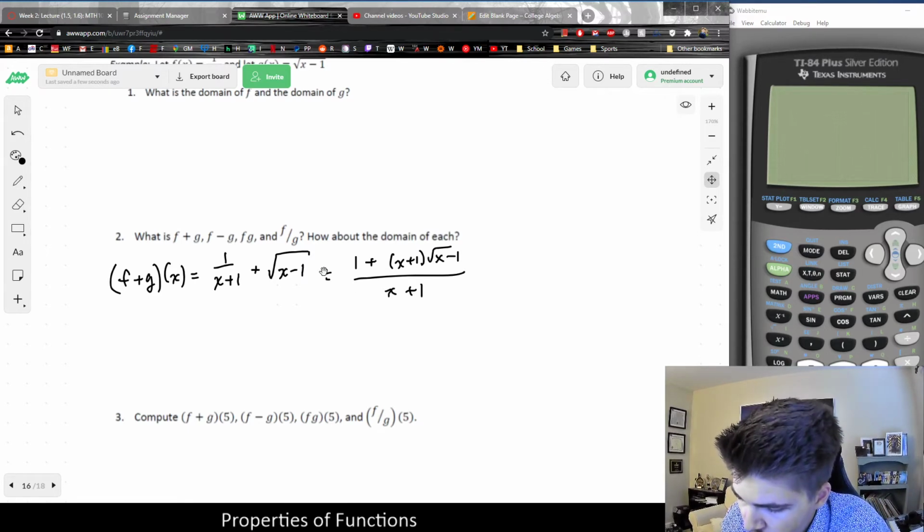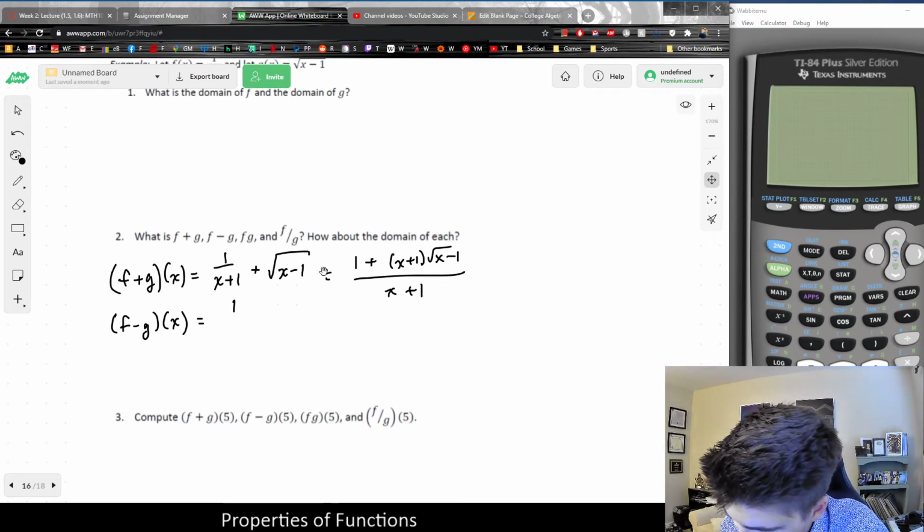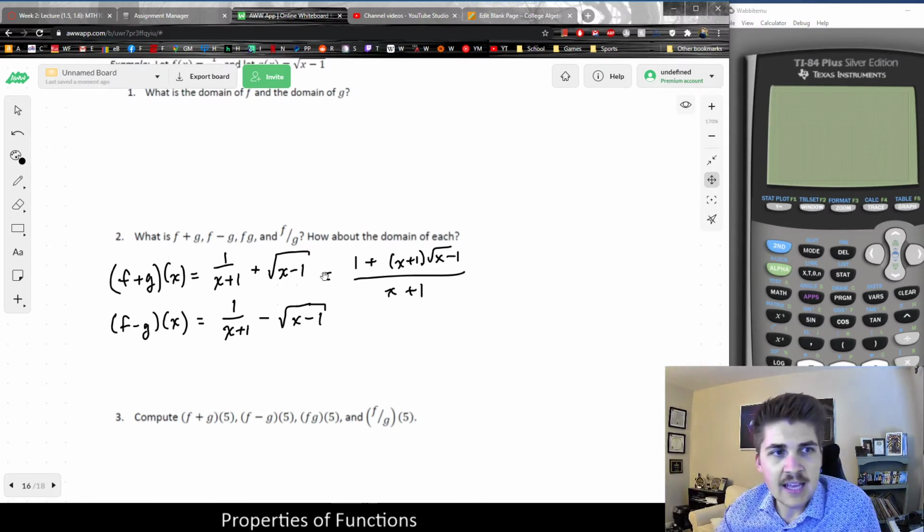Now, what about the difference function? It's going to be exactly the same thing. Instead of f plus g, it's going to be, well, what is f of x minus g of x? Whoops, which is the square root of x minus 1. And again, the only difference here would be we'd have a minus sign.